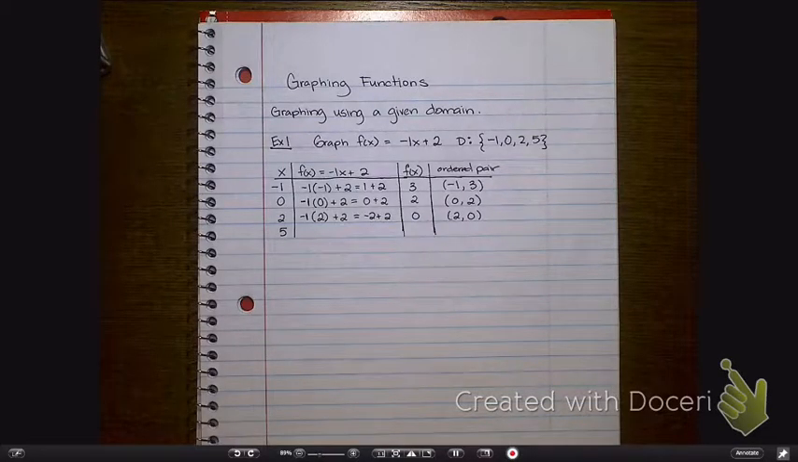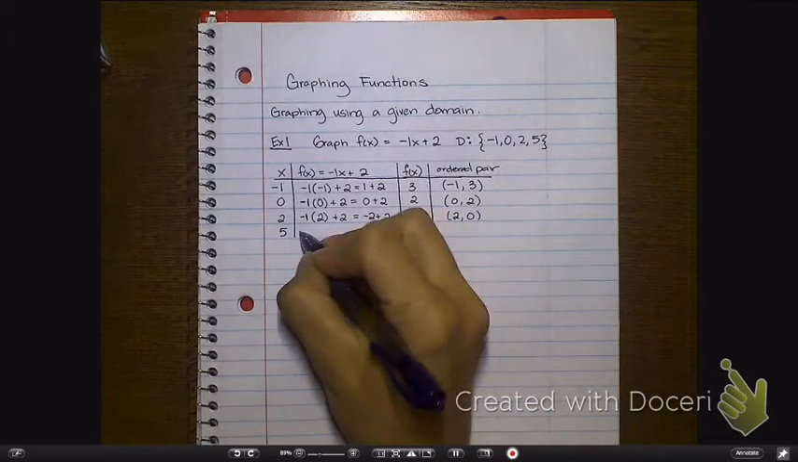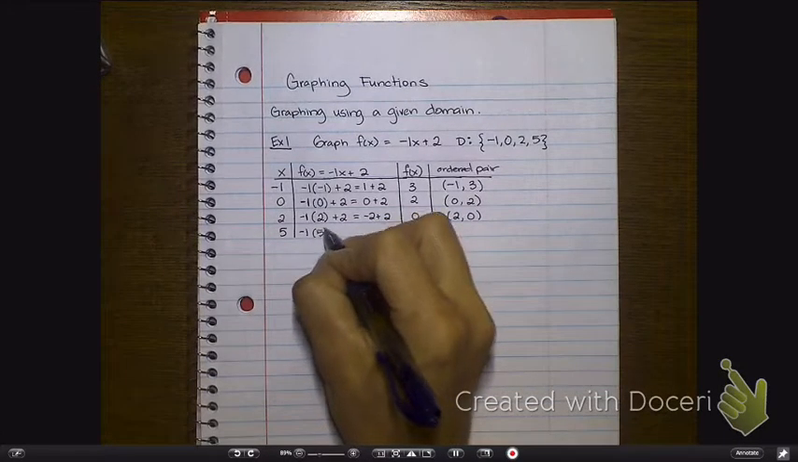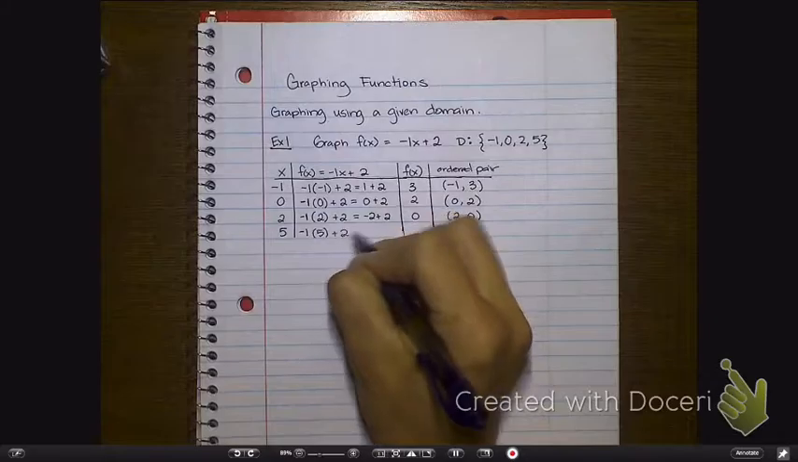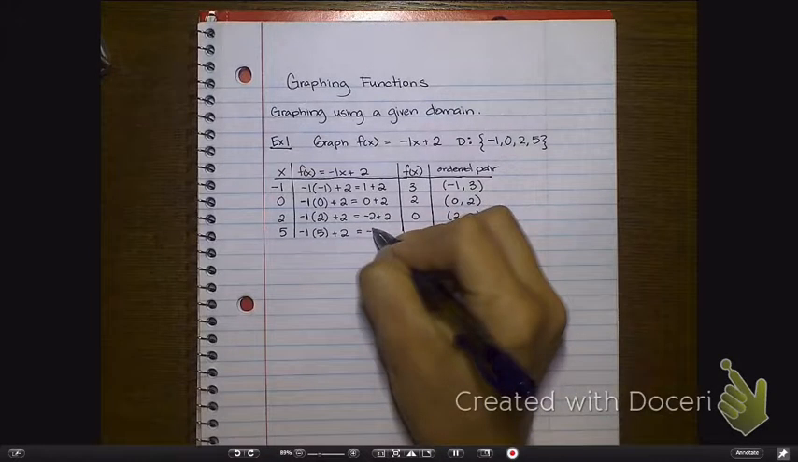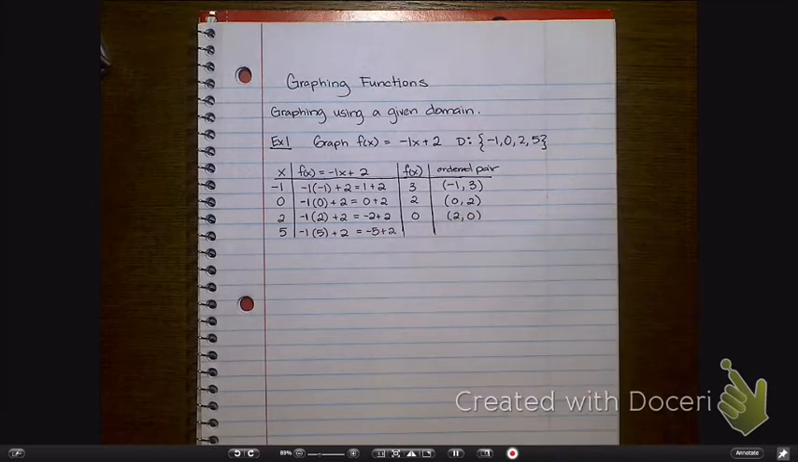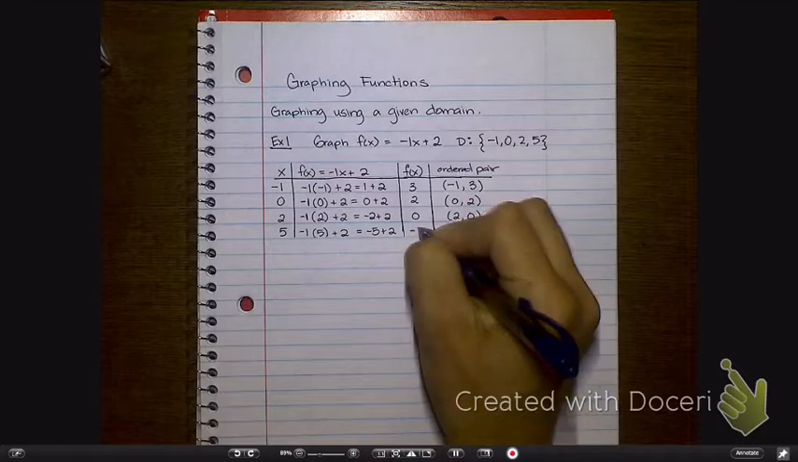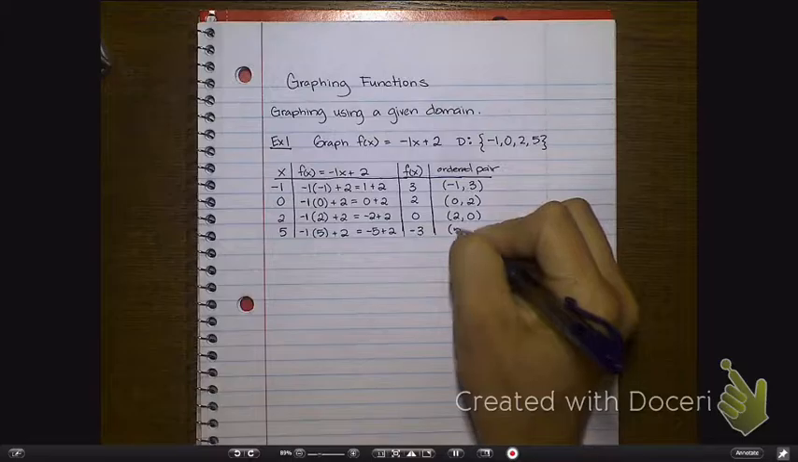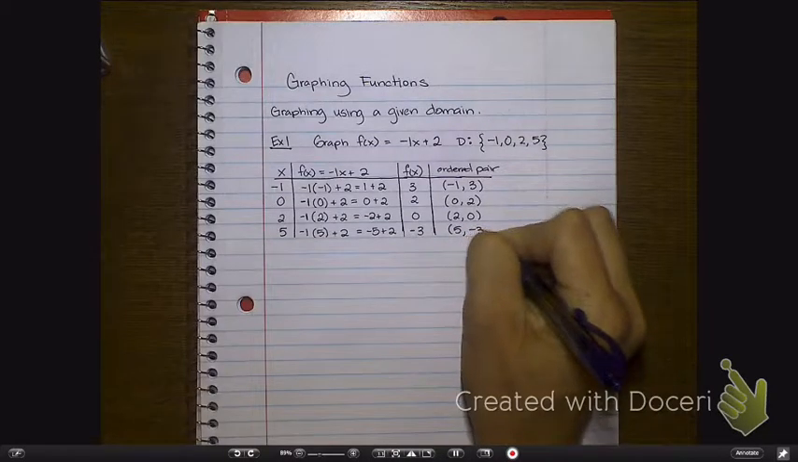Okay. All right, and then last, I'm doing negative 1 times 5 plus 2. So that makes negative 5 plus 2. What's negative 5 plus 2? Negative 3. So here's my last ordered pair, 5 comma negative 3.